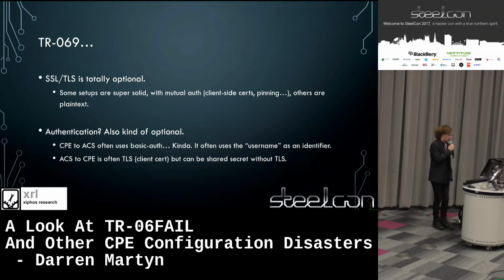CPE to ACS usually uses HTTP basic auth, but it's not using it for authentication. It's usually using the username field as a unique per-device identifier. For the ACS talking to the CPE, I've found it's quite often TLS with a client cert, but if TLS is hard and Scott Helm hasn't given you a workshop on how to do TLS securely, you might instead be using a shared secret, because why the fuck not? Because that's totally safe and not completely fucked.